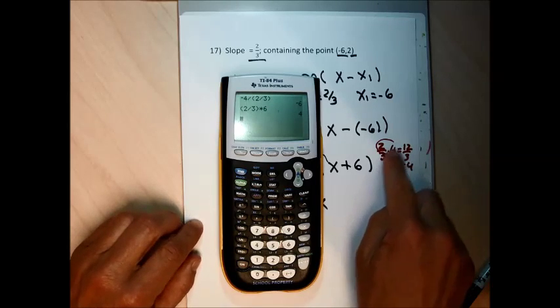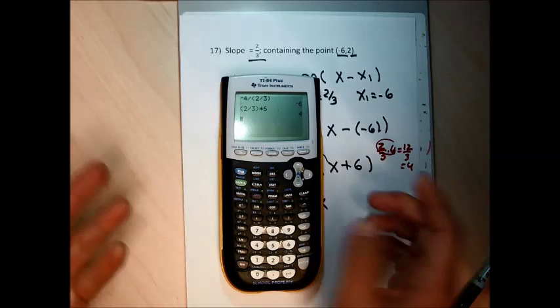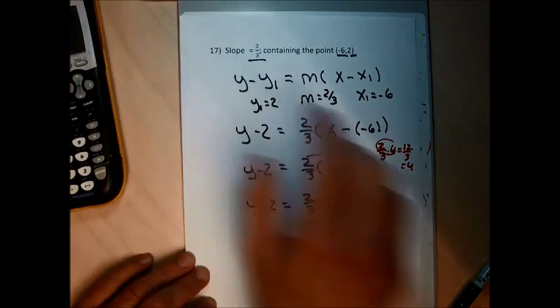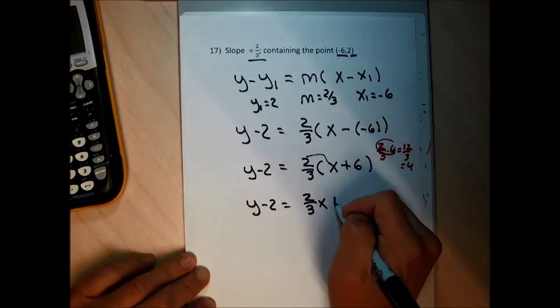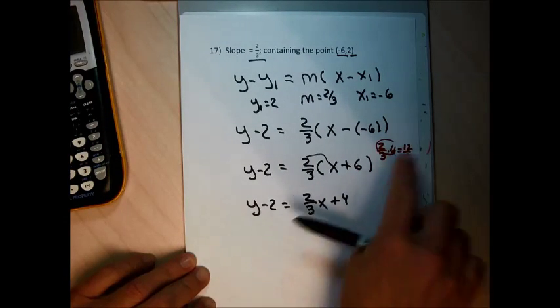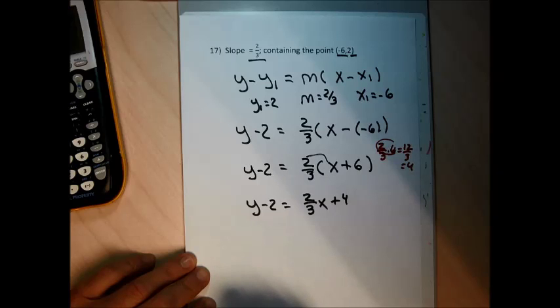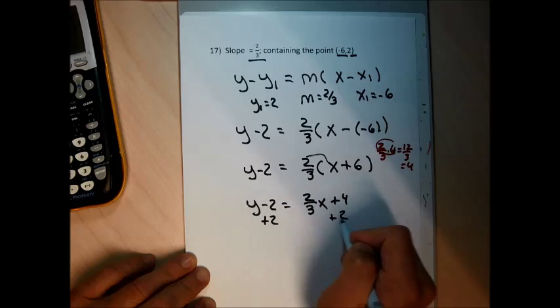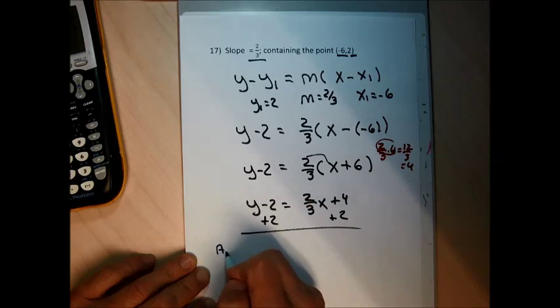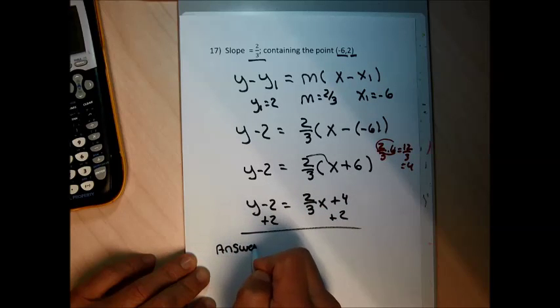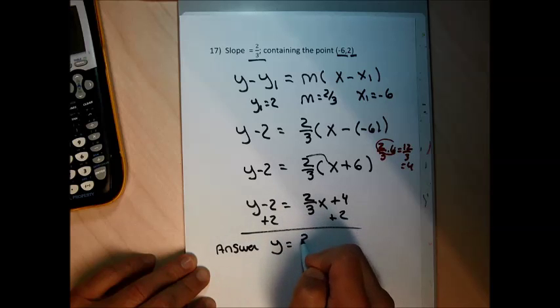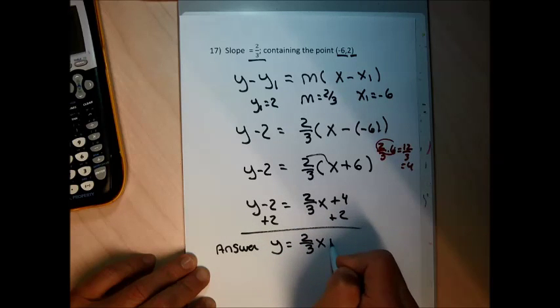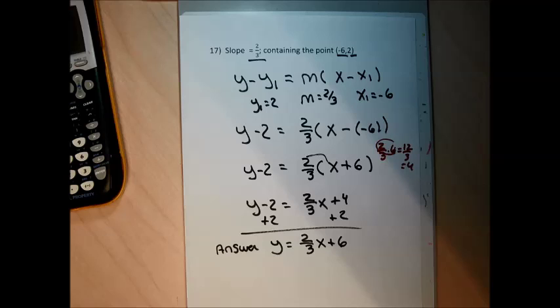I could have canceled the 6 and the 3 and got 2 times 2. However you want to multiply that fraction, you need to be able to multiply it somehow, whether it's using your calculator or doing it by hand, using some method. Finish this up by solving for y by adding 2 to both sides. I'm going to get my answer of y equals 2/3 x plus 6.